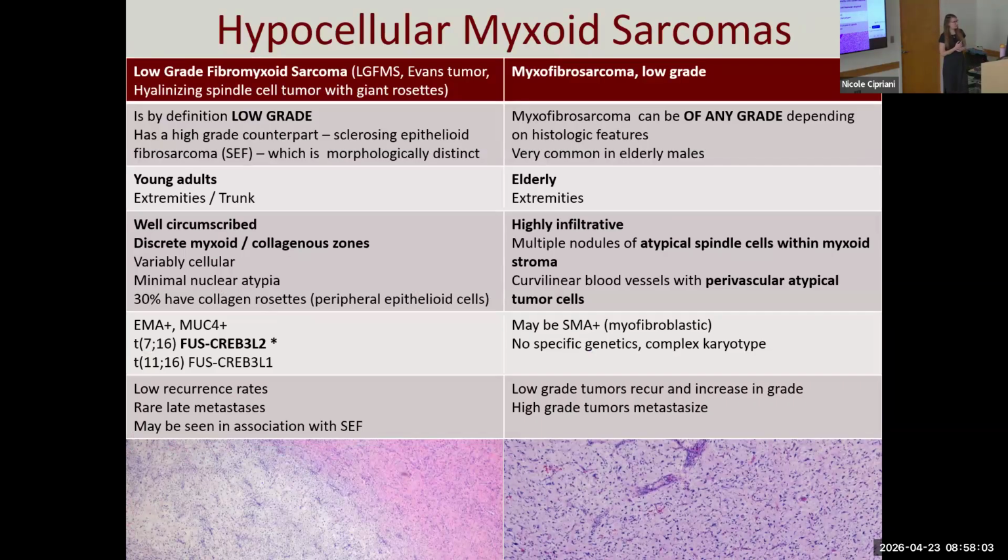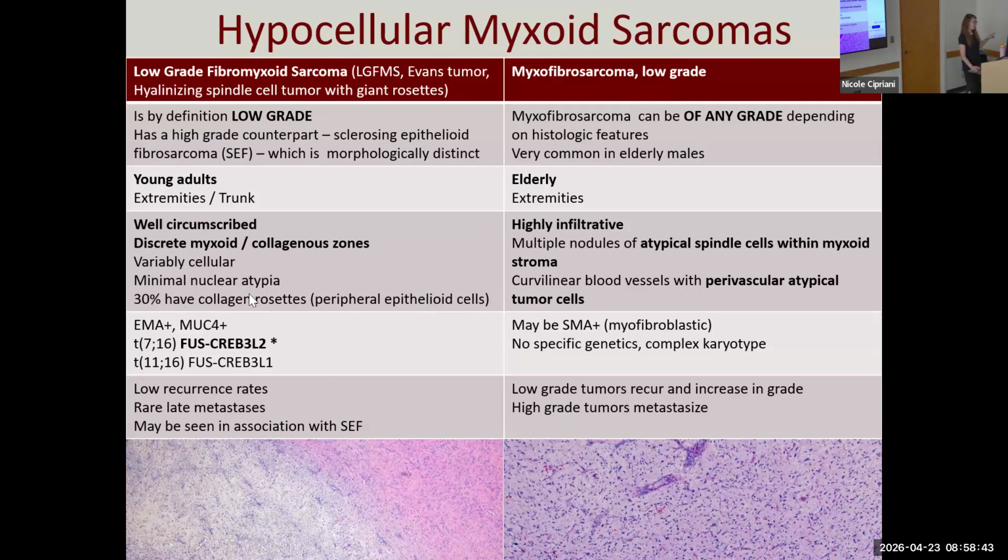So hypocellular myxoid sarcomas. Word salad, right? Low-grade fibromyxoid sarcoma, i.e. LGFMS, versus myxofibrosarcoma. We're dealing with something that is by definition low-grade versus something that can be of any histologic grade but is usually high. Something that is in young adults on the extremities and trunk versus something that tends to be in older patients. Something that is generally circumscribed with discrete myxoid collagenous zones versus highly infiltrative with prominent myxoid stroma with curvilinear blood vessels and significant atypia in the background cells versus LGFMS, minimal nuclear atypia.